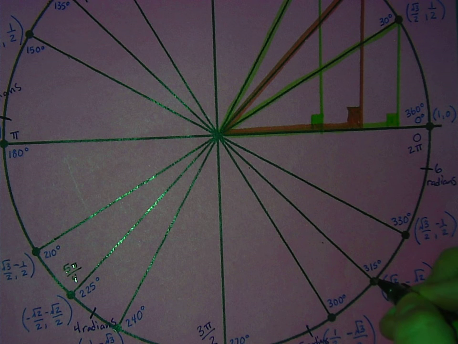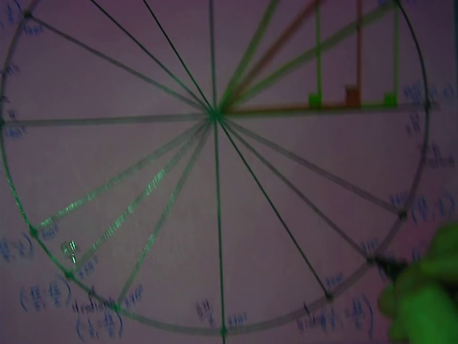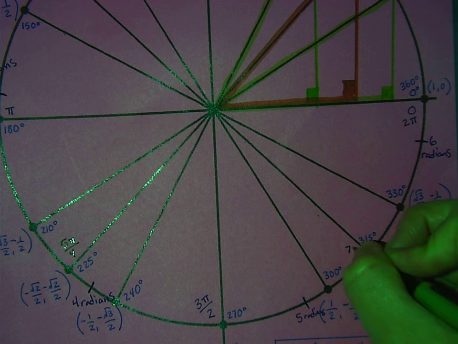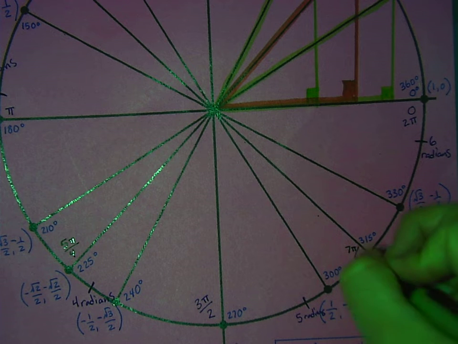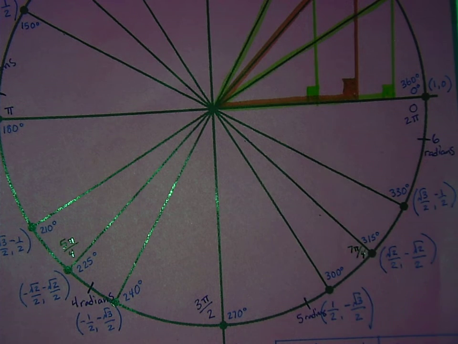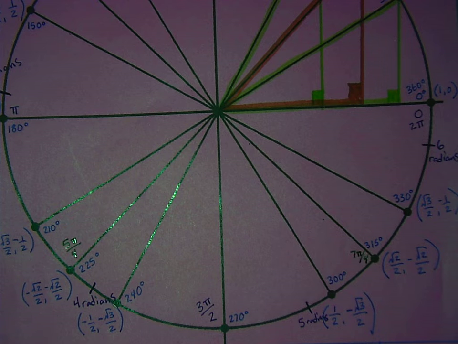What about 315? 7 pi over 3. 7 pi over 4. We're still talking about quarters. Have I lost anybody completely?